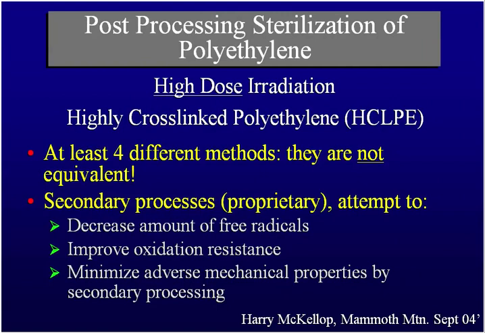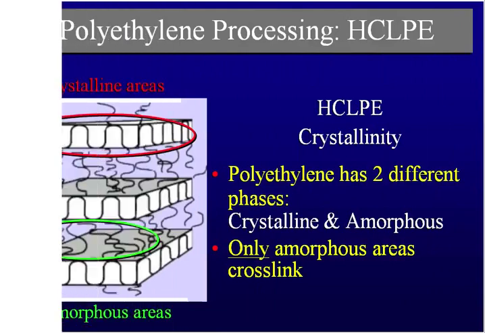In high-dose irradiation, highly cross-linked polyethylene, there are 4 different methods. They are not equivalent. Each process is proprietary, and the goals with these post-processing radiation is to decrease the amount of free radicals. Remember, the free radicals cause oxidation. You want to improve the oxidation resistance, and you want to minimize the adverse effects by secondary processing, i.e. you don't want to ruin the mechanical properties.